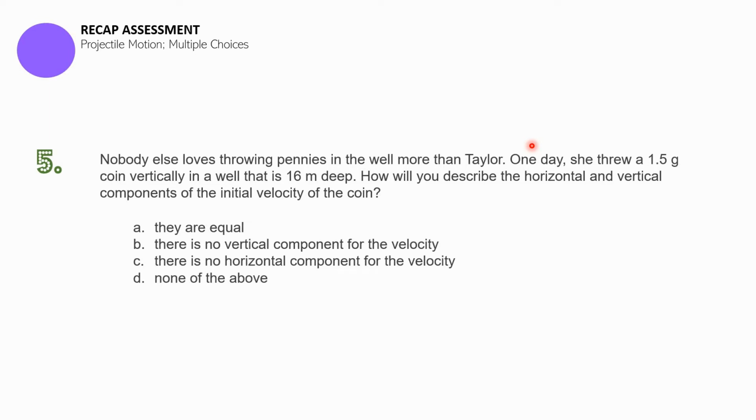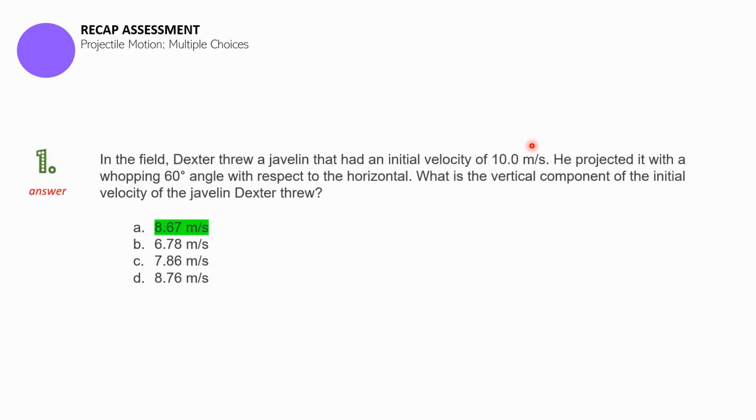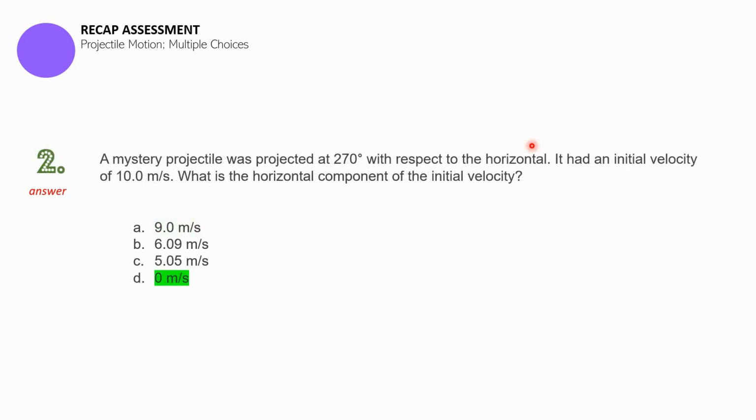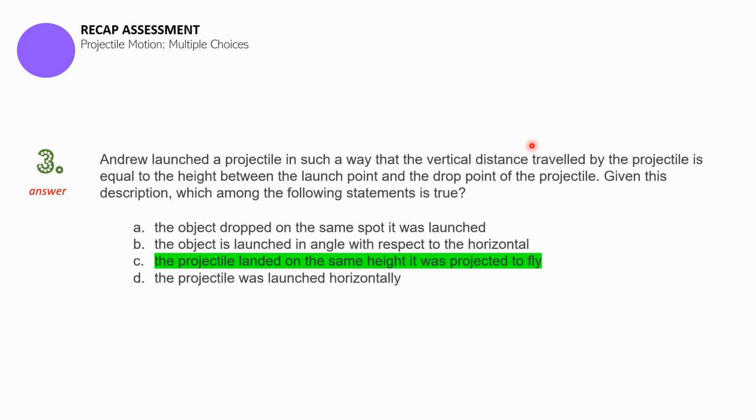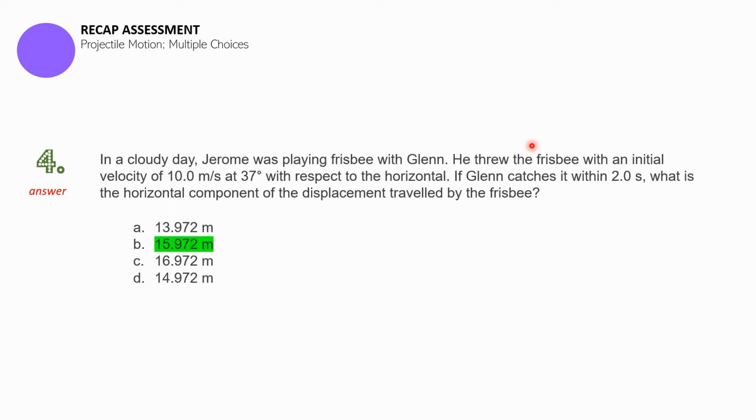Okay, let's now move on to answering these questions. The first question, the answer is 8.67 meters per second. That is the vertical component of the initial velocity of the javelin that Dexter threw. Question number 2, the answer is 0 meters per second. That is the horizontal component of the initial velocity. Next is question number 3. The projectile landed at the same height it was projected to fly. So that was its initial height, and then it returned to the initial height and dropped. And then question number 4, the answer is 15.972 meters.